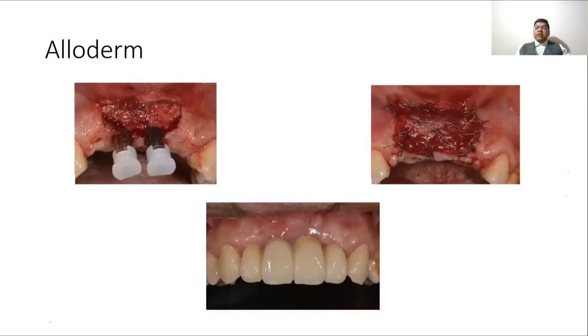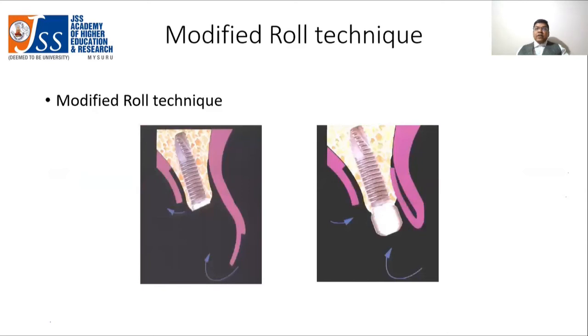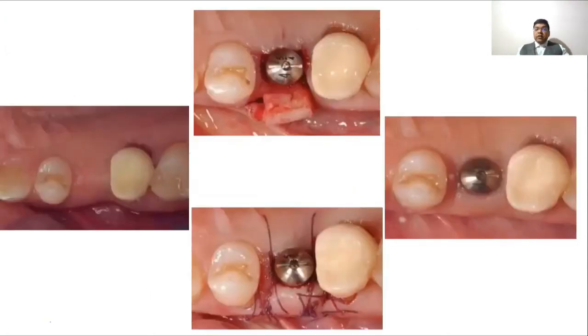Lately, alloderm, that is acellular dermal matrix grafts, have shown positive results in soft tissue augmentation around implants. With the use of this material, we can overcome the disadvantages of color mismatch as we see in free gingival grafts. Further, modified roll technique has been performed to increase the thickness of the soft tissue on the buccal aspect of implant region. As seen in this picture, modified roll technique has been used to achieve good thickness of buccal keratinized tissue in the implant region.